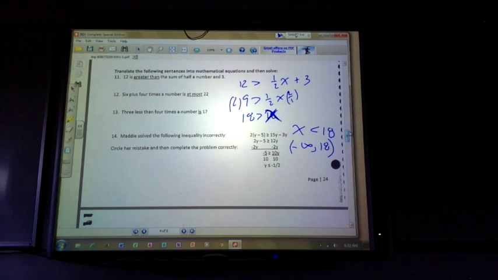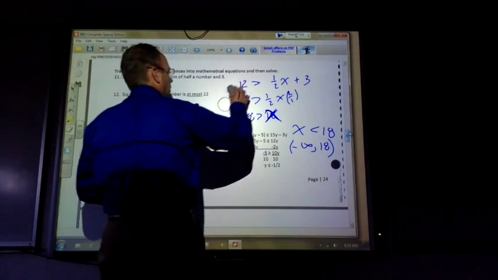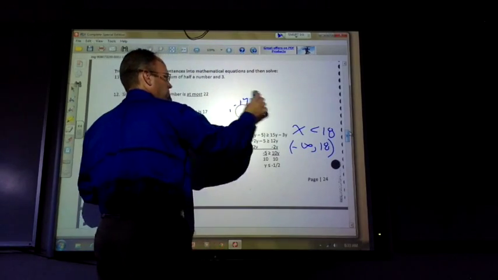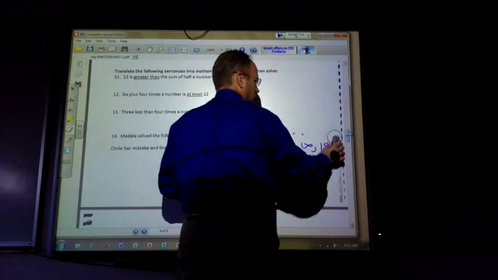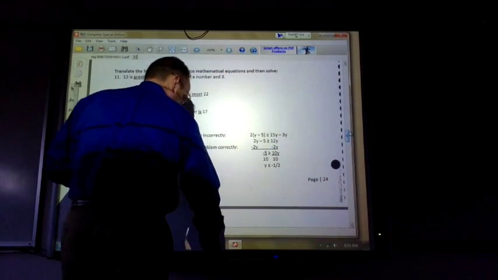Can I erase the blue? Yeah. 6 plus 4 times the number is at most 22. At most 22. At most. What does at most mean? Greater than, less than? Greater than, equal to, less than, equal to? What do you think?